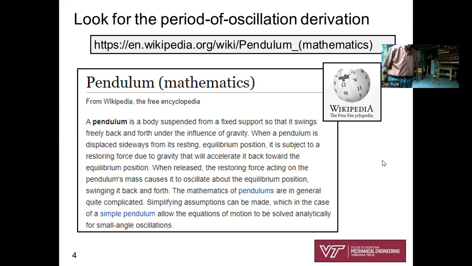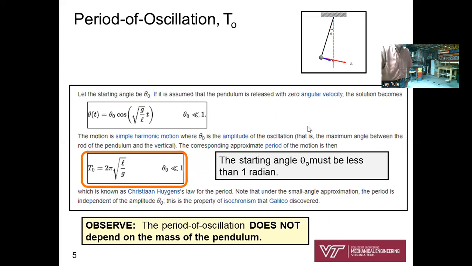Let's go remind ourselves. Now, I could not remember by heart. It's been a long time since I took dynamics. And so I had to go back to Wikipedia to remind myself, what is the period of oscillation of a pendulum? And we do the reading, and we discover that the period of oscillation T is 2 pi times the square root of L, the length of the chain, divided by g, acceleration due to gravity. Okay. And then there's another stipulation for this to be valid, and that is the starting angle theta naught must be less than 1 radian.